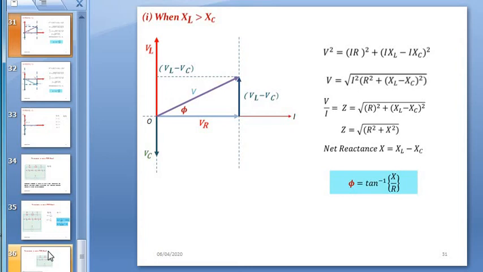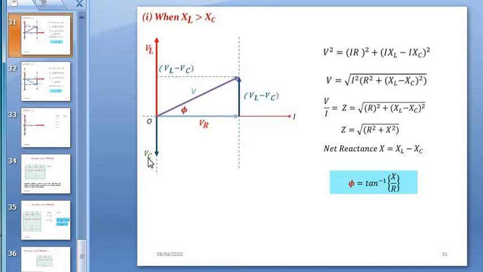The first case, when XL is greater than XC. When XL is greater than XC, obviously the VL will be greater than VC. Firstly, we'll draw the phasor diagram. Since the current is the same through all the components, current is taken as a reference phasor. Then VR is drawn. VR will be parallel to this current since both of them are in phase. What will be VL? Relation between VL and this I: VL is leading the current by 90 degrees, or I is lagging VL by 90 degrees.